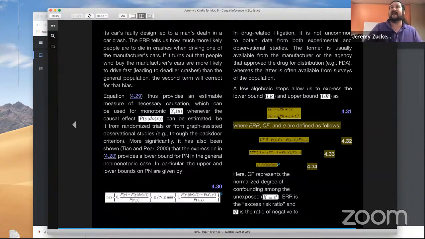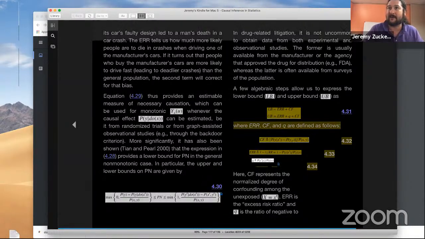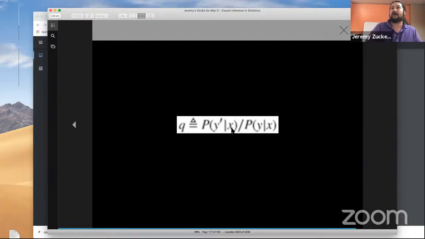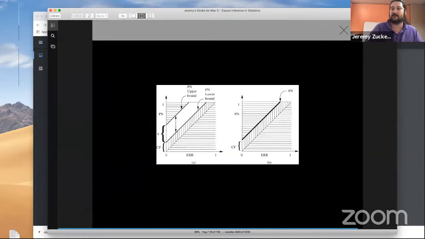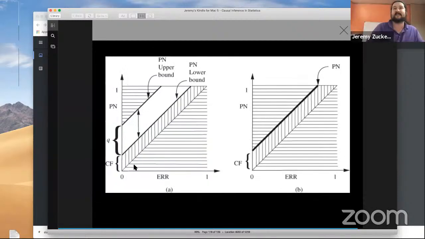So then the upper bound is the excess risk ratio plus the correction factor plus this Q factor right here, which is just the ratio. I don't know if you can see this, it's really tiny. Let's see if I can blow it up here. So that's just the ratio of the two outcomes given X, y0 given X and y1 given X. And that Q, just go back to that figure here. Or no, you were talking about figure 2 in the paper. We'll get there. Sounds good.